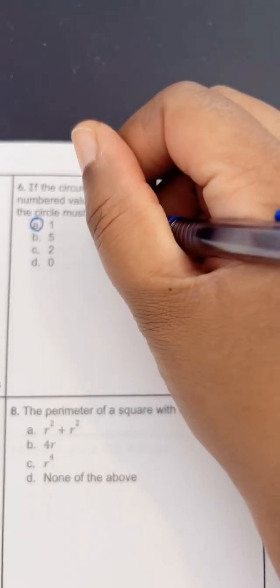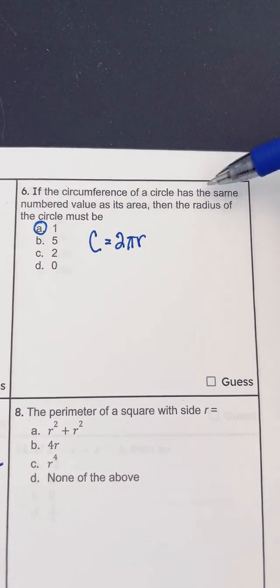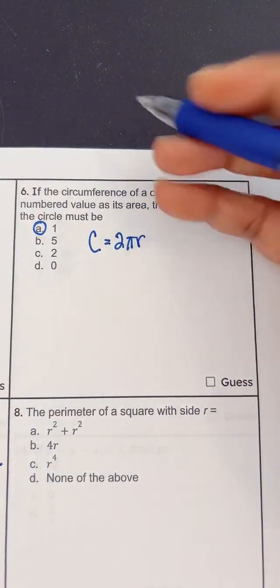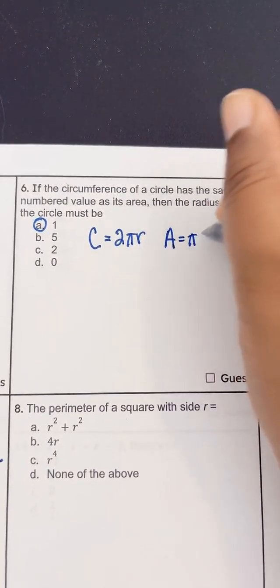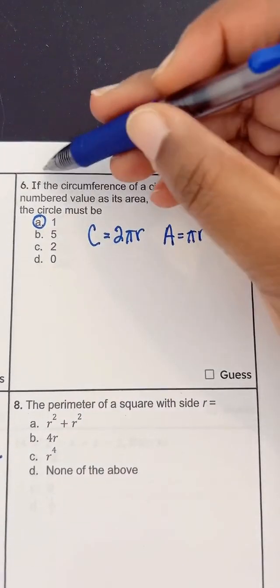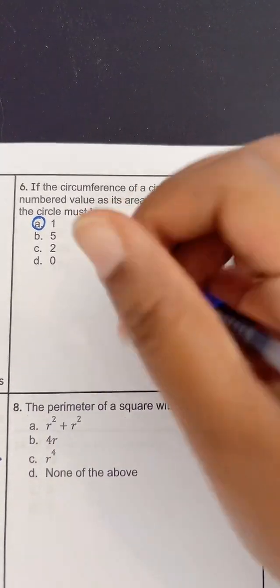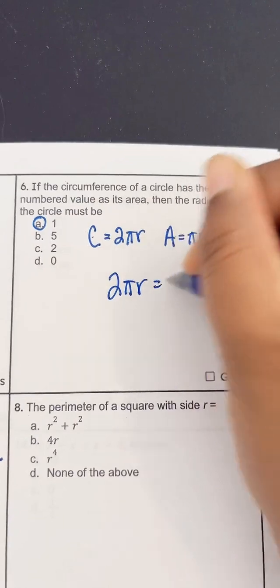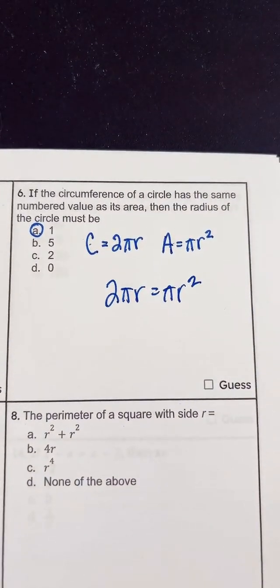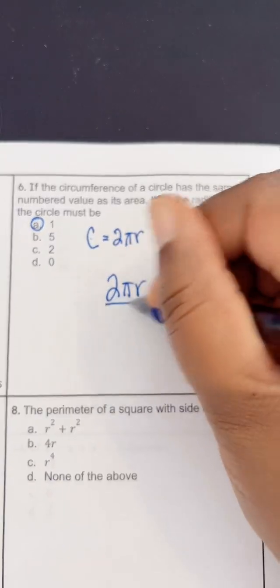Well, circumference is 2 pi r. That's one of the formulas, okay? Has the same number value as its area. Well, let's talk about area. Area of a circle is pi r squared. Then the radius of the circle must be. So let's set these equal to each other, because it says the circumference of the circle has the same number value as its area. So then we must be able to set these equal. 2 pi r equals pi r squared. And then how do we solve for the radius? Let's first divide out by pi.